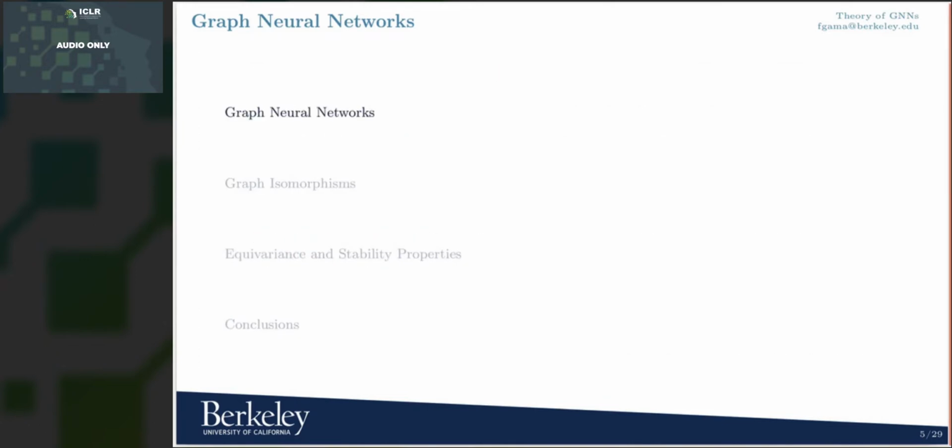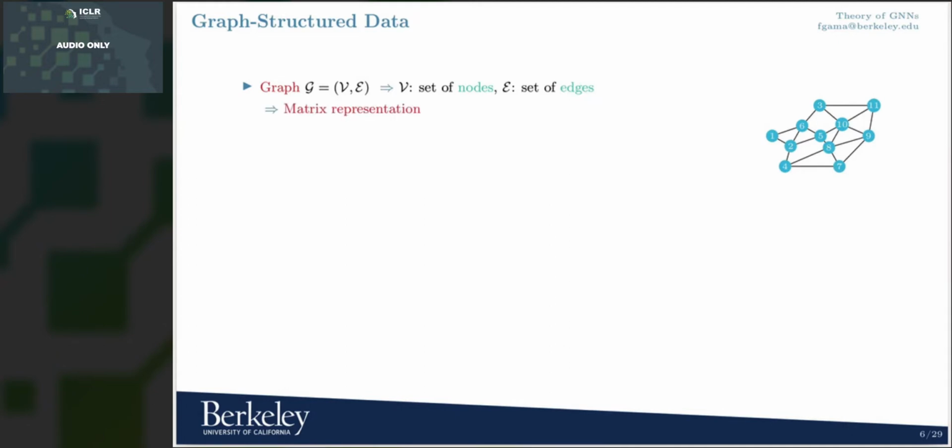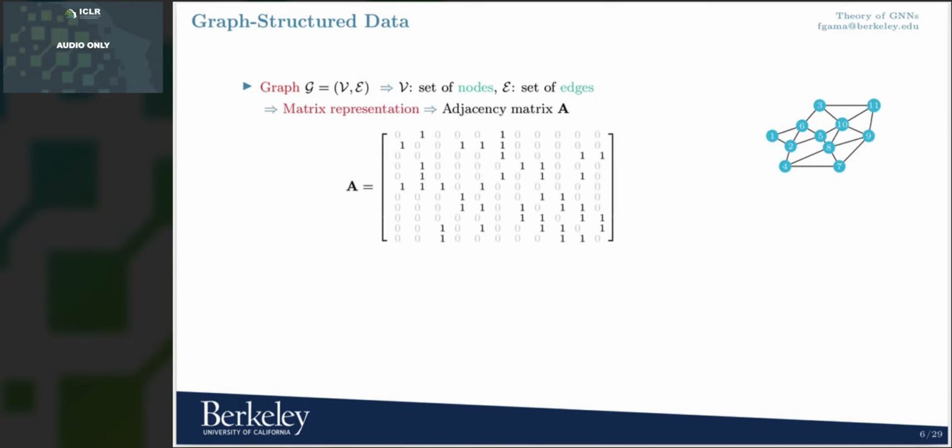We'll start by briefly defining what a graph neural network is, to fix notation and the like. But before that, let us fix what graph structured data is. A graph G consists of a set of nodes V and a set of edges E connecting those nodes. We can represent this graph structure by means of a matrix. For example, the adjacency matrix that assigns a 1 in the ijth entry if and only if there is an edge connecting node i and node j.